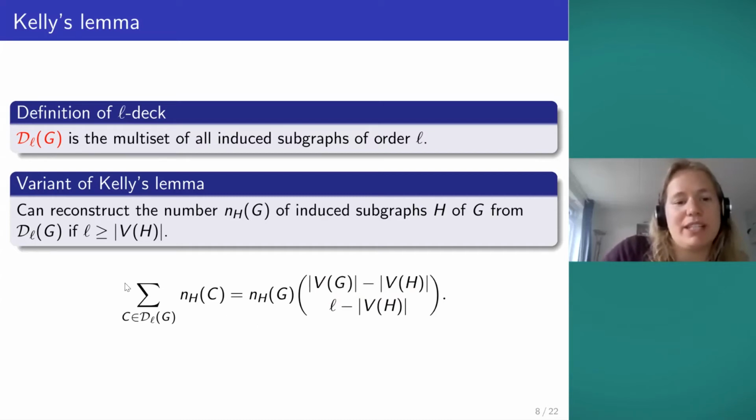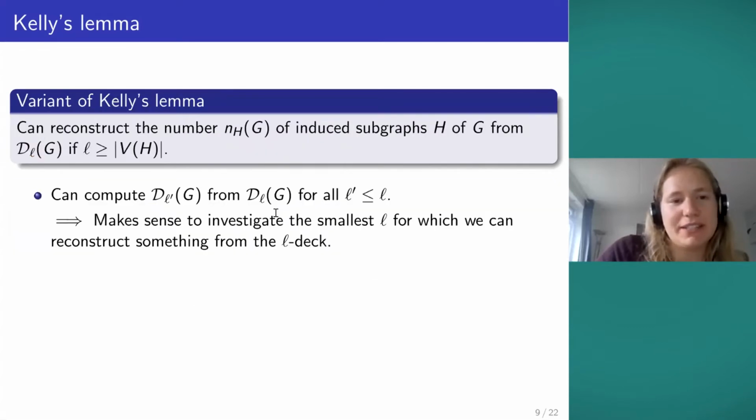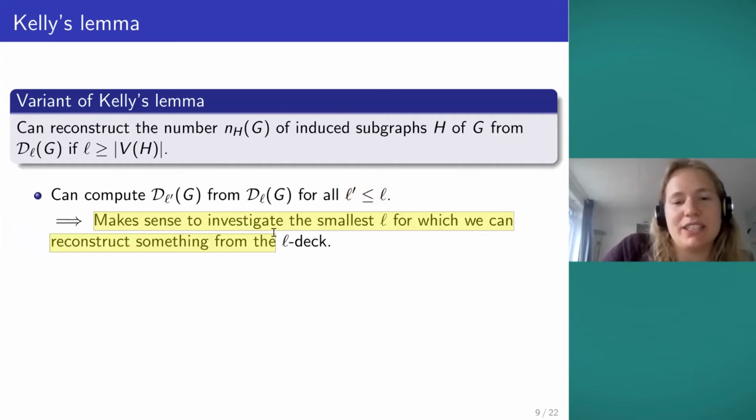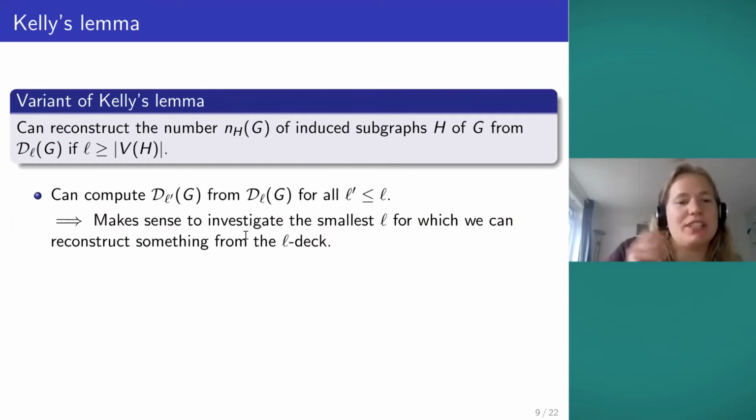So there's a way that we can get these induced subgraph counts. Why do we care about this? Well, first of all, this makes it possible to get smaller decks from bigger decks, because from the deck of induced subgraphs of size L, we can get all the smaller subgraphs. So we can get these L' decks for L' at most L. So now it starts making sense to investigate what is the smallest size so that we can reconstruct something from the L-deck.